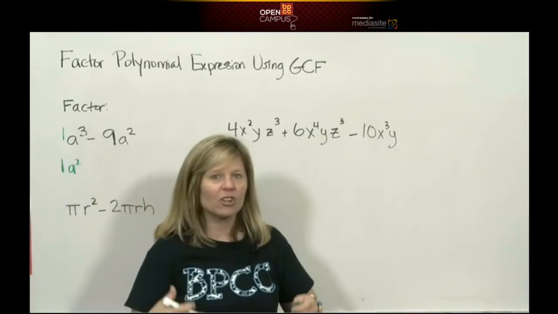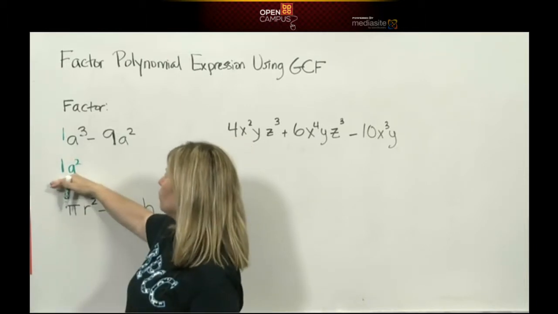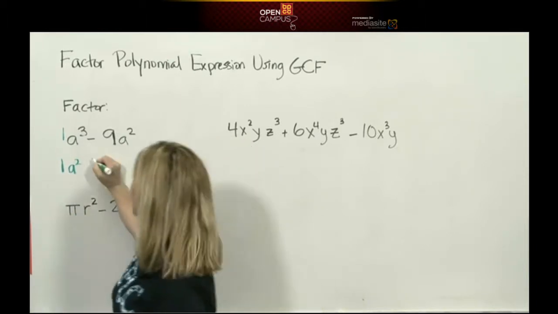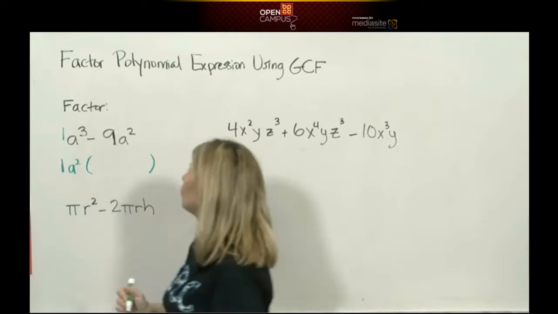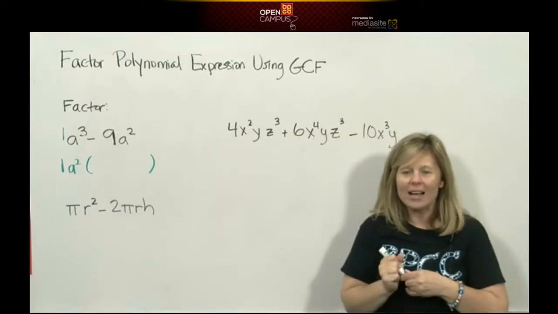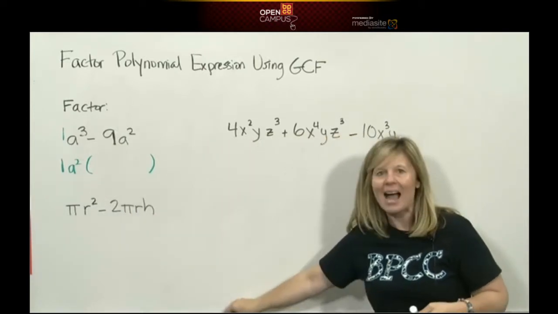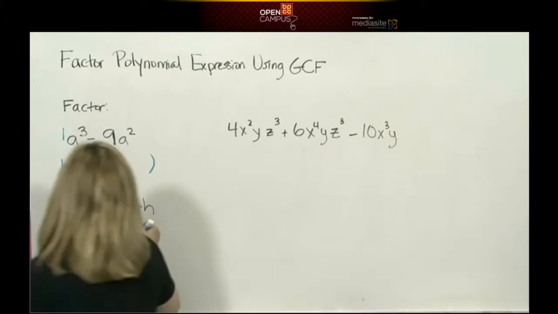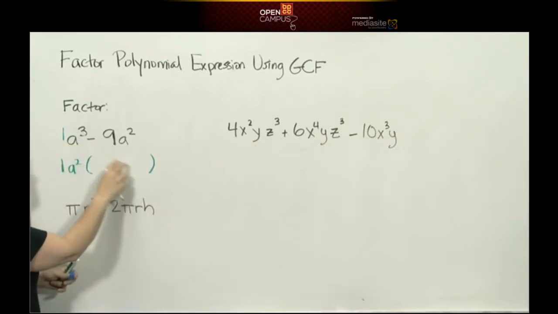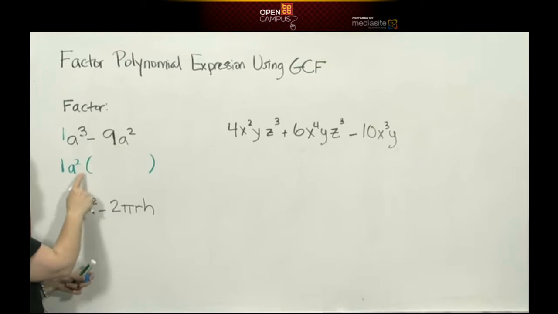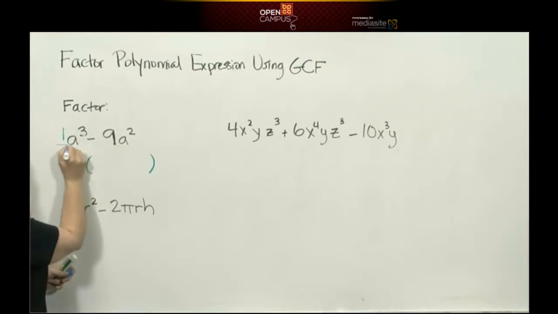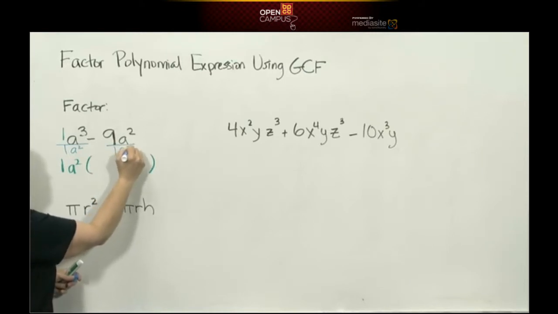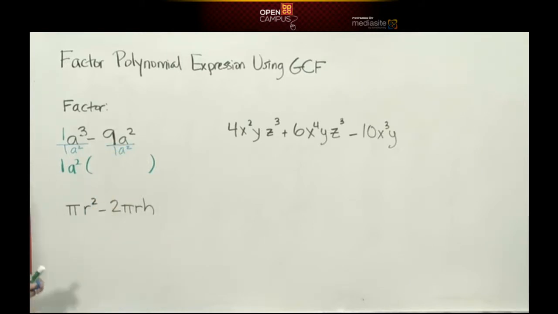Now, you're not done factoring. All you've told me is what the GCF is. Now you're going to put parentheses and tell me what's left. And the way I do this so I don't make a boo-boo is I actually show what I'm about to do. To figure out what's left, you're going to divide each of these terms by the GCF. So I'm going to physically write, all right, I got to divide by 1a squared, I got to divide by 1a squared. And I'm actually going to do the division.